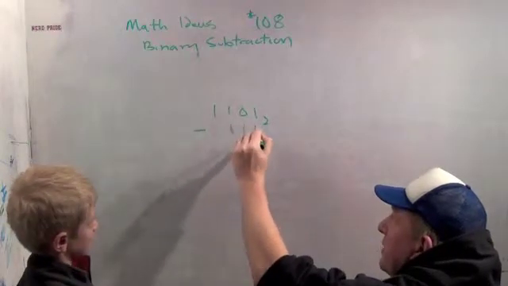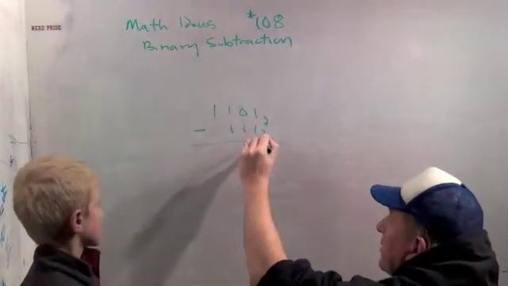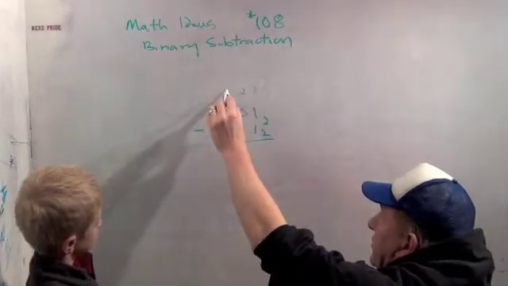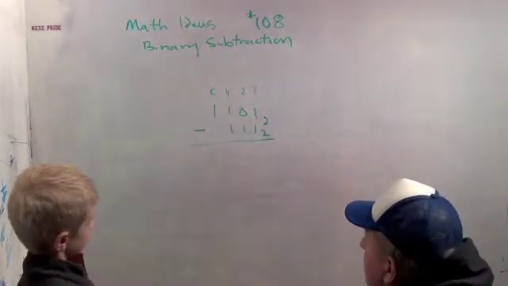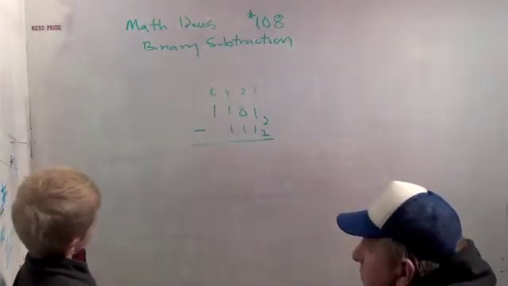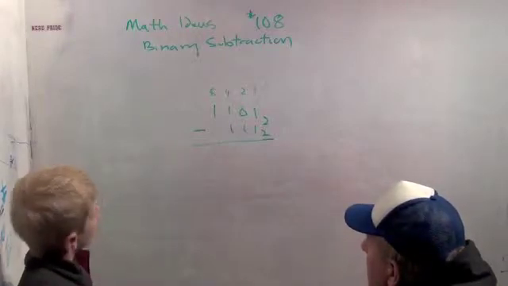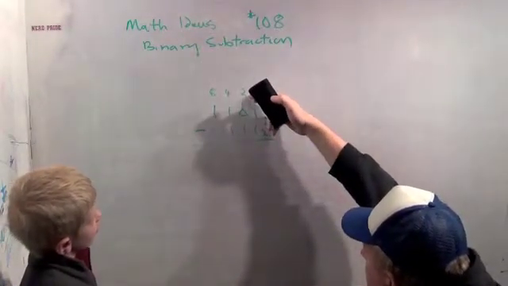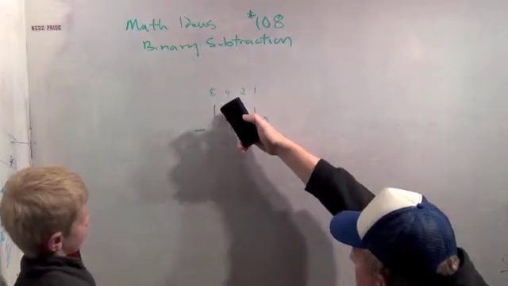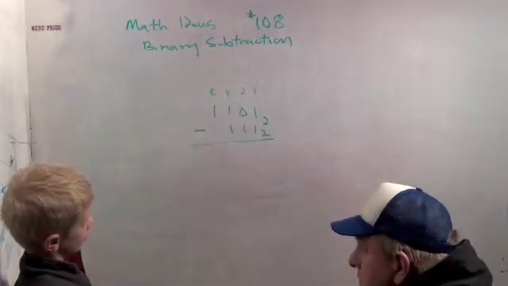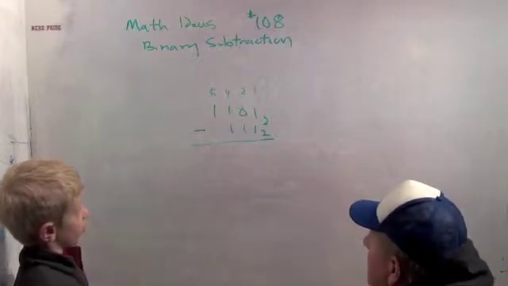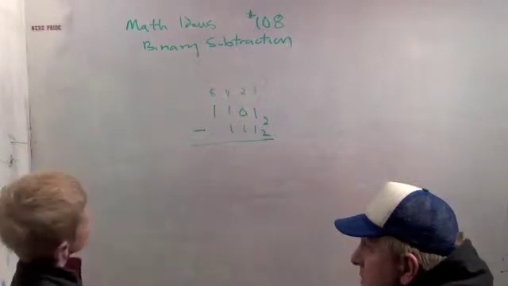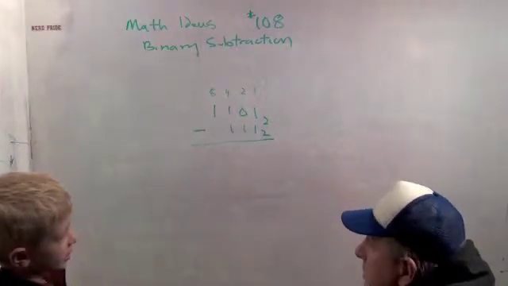Minus 1, 1, 1. Okay, so first of all, let's just see what this is so we can make sure we get the right answer. 1s, 2s, 4s, and 8s. So this top number is 1 times 1, which is 1, plus 0 times 2, plus 1 times 4, plus 1 times 8. Right. So 1 plus 4 plus 8, 1 plus 4 is 5, plus 8 is 13. 13, very good.